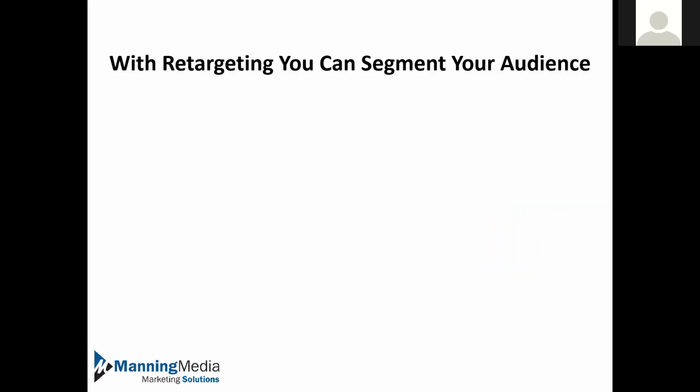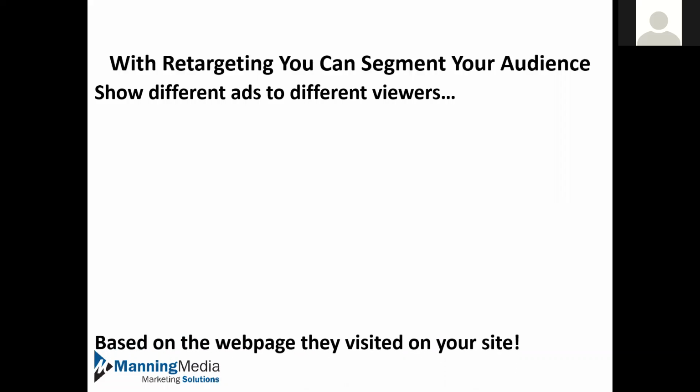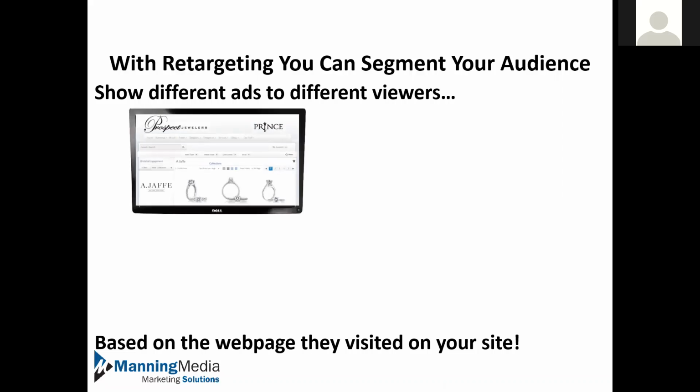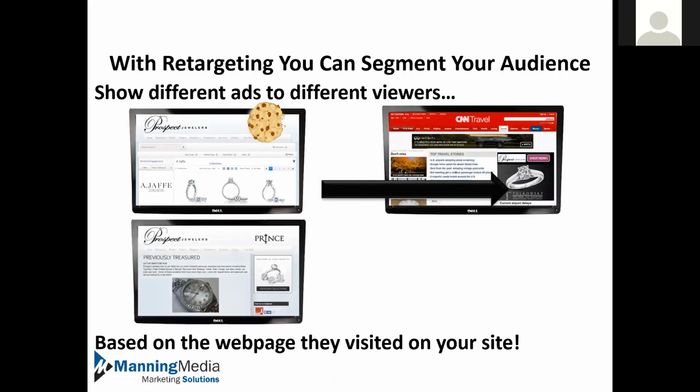And with retargeting, you can actually segment your audience to show different ads to different viewers. It's going to be based on the web page that they visit on your site. So again, back to the jeweler example, someone has looked at the web page regarding rings, but they didn't convert. We're going to go ahead and drop a cookie onto their browser, and we're going to show them ads for rings. Same jeweler, but someone else is looking at watches on that site.